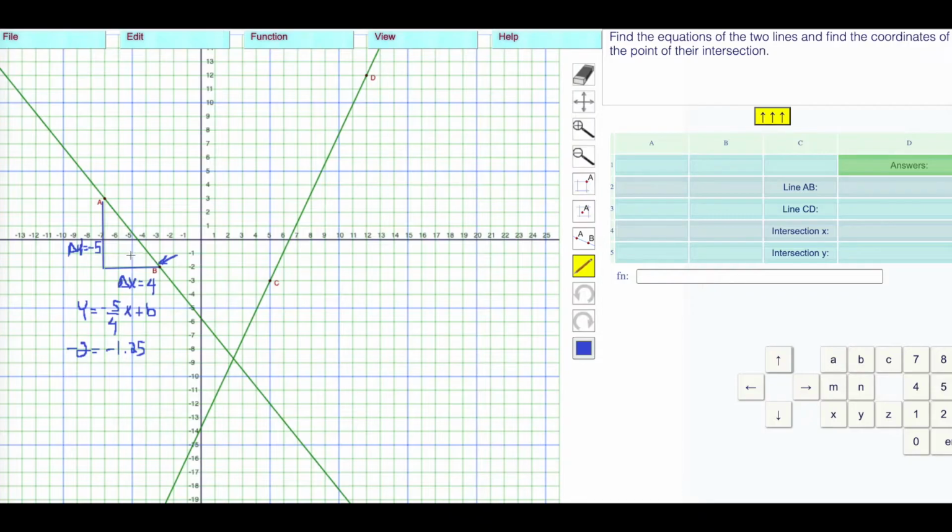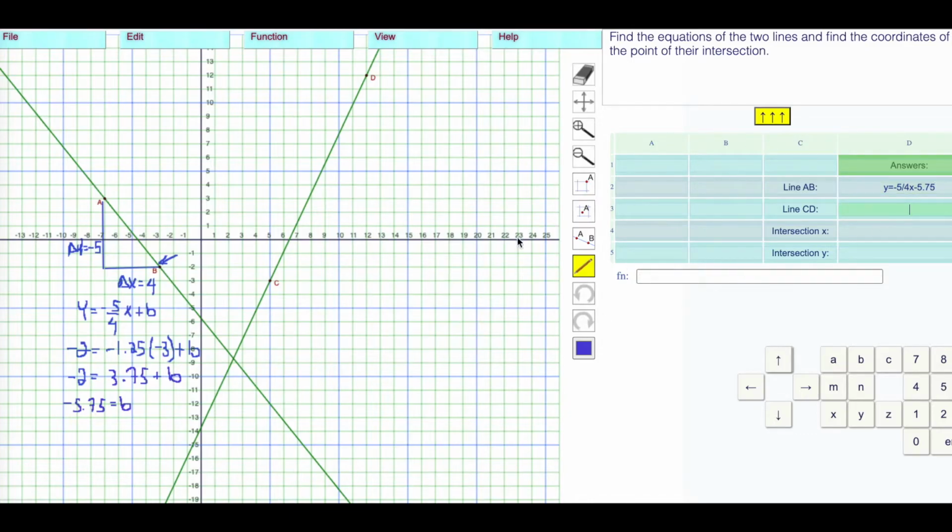The x value is negative 3 plus b. That is going to give us 1.25 times 3, 3.75 plus our b value. To get the b value alone, I'm going to subtract 3.75 from both sides. I have negative 2 minus 3.75, which is negative 5.75. Our equation is y is equal to negative 5 over 4x minus 5.75. We could have also written that as a fraction. It would still be right.